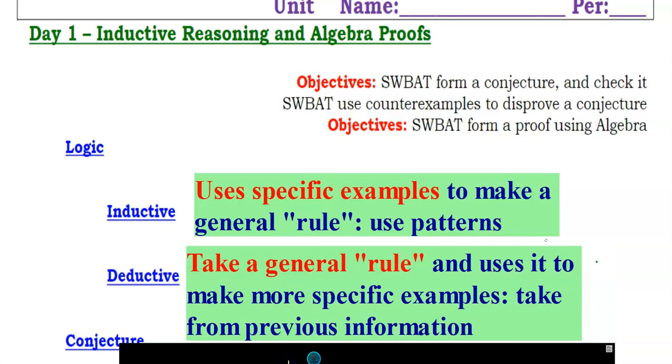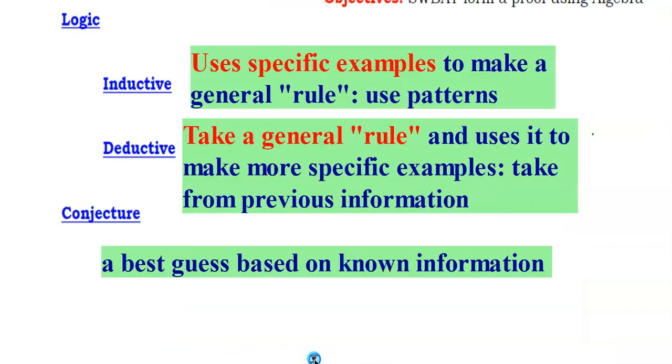Compared to deductive, you take a general rule and use it to make more specific examples. So you're taking previous information to make a rule, and then you create more examples from that. We'll talk about the difference between inductive and deductive. And then the very last thing you want to write is a conjecture, a best guess based on known information. So based on what's happening, what rule can we make from that?